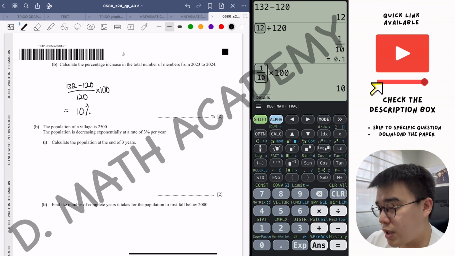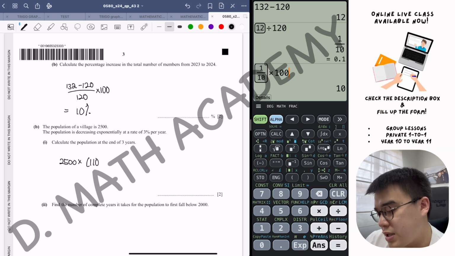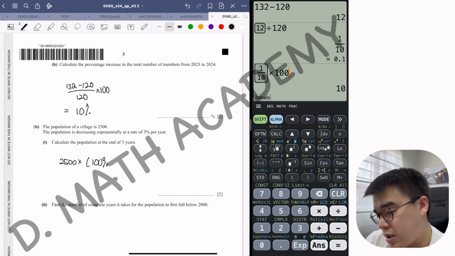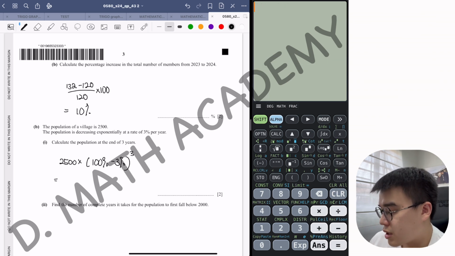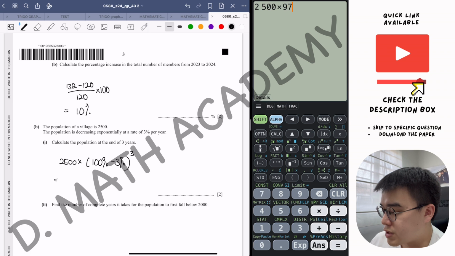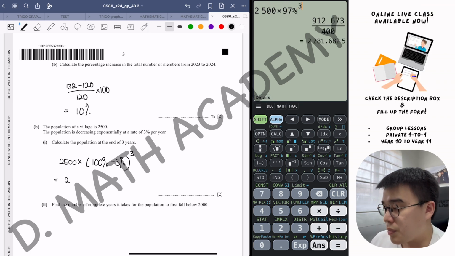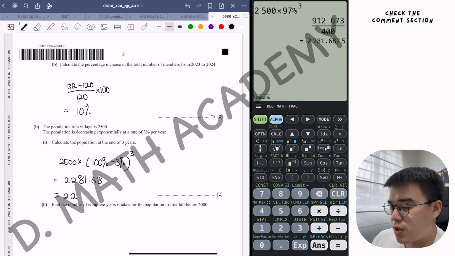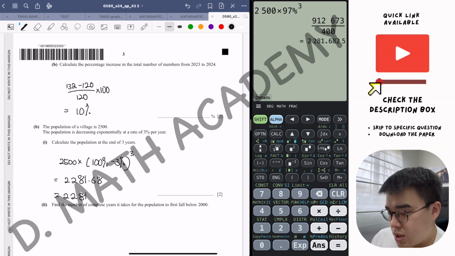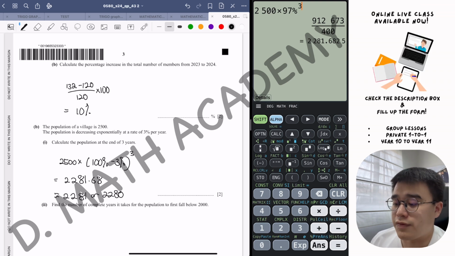So when you write the formula, it's going to look like this: 2005 times 100%, and since it was decreasing, it's going to minus 3. Calculate it up, you will get 97% to the power of 3, making the population 2081.68, which is approximately 2281, or 2280 if you were to write it in 3 significant figures.